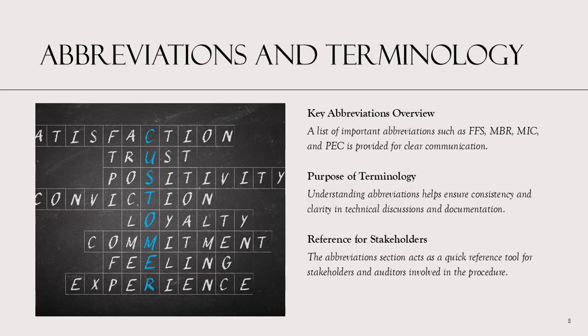Common abbreviations used in this procedure include FFS, fitness for service, MBR, minimum bend radius, MIC, microbiologically influenced corrosion, N_EFF, effective number of intact armor wires, PEC, pulsed eddy current, ACFM, alternating current field measurement, VIV, vortex-induced vibration, and TDP, touchdown point. Understanding these terms is essential for interpreting technical discussions and ensuring consistency across documentation and communication. The abbreviations section serves as a quick reference for stakeholders and auditors.